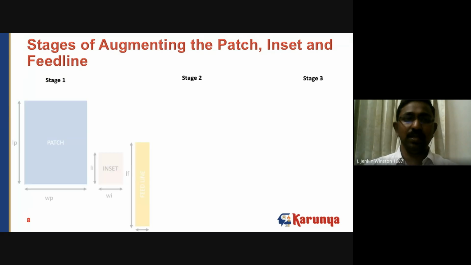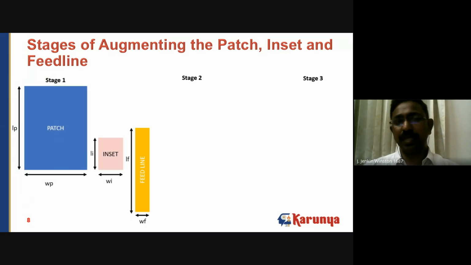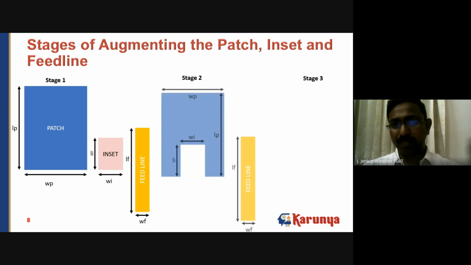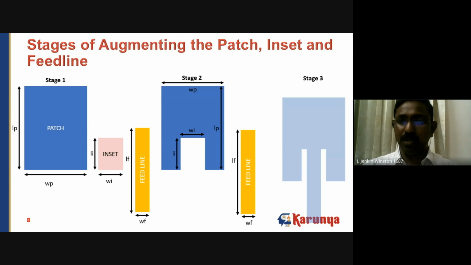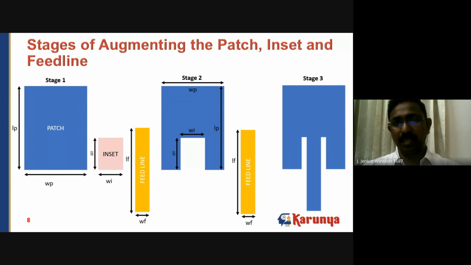So how are we going to augment this into the HFSS model? The first stage is we are going to create the ground, the substrate, and the patch. I'm going to have an inset feed. So the patch is there, the inset portion is there, and the feed line is there. Combining first the patch with the inset, you will get this structure. Then fusing the feed line with the subtracted structure, we would get a final structure like this.